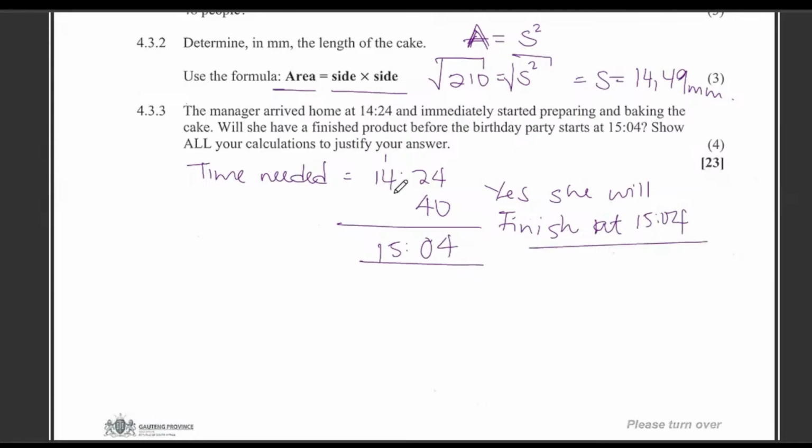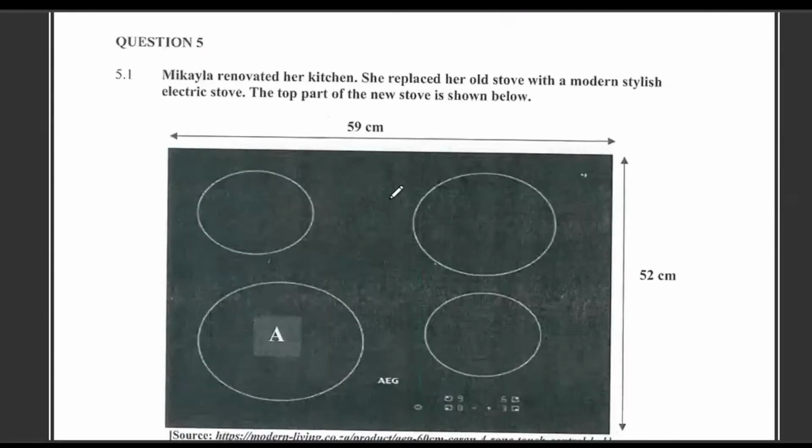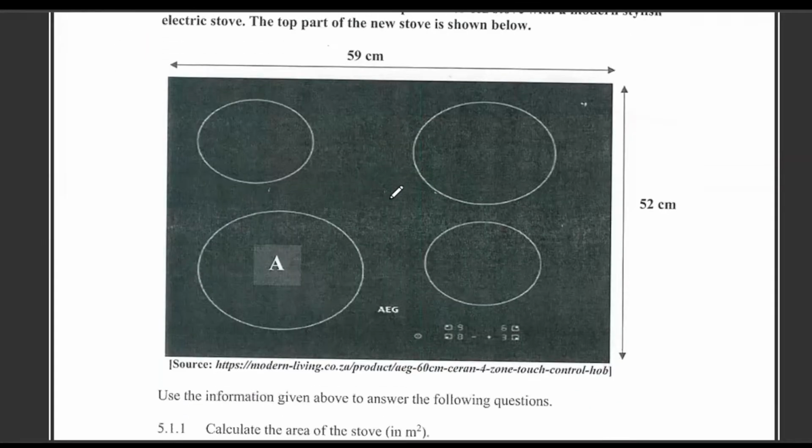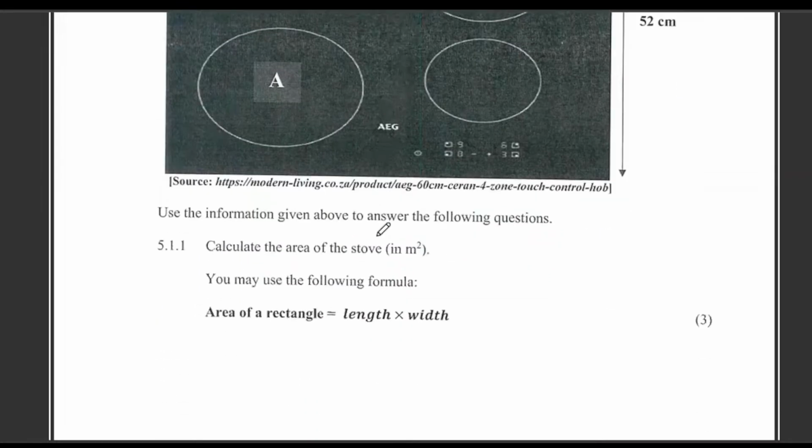Okay, we go on and we see question number 5. Question number 5 says, Mikhail renovated her kitchen. She replaced the old stove with a modern stylish electric stove. The top part of the new stove is shown below. Look at that. What do you analyze? We have the length and we have the width. You can see different shapes here. Okay, let's continue.